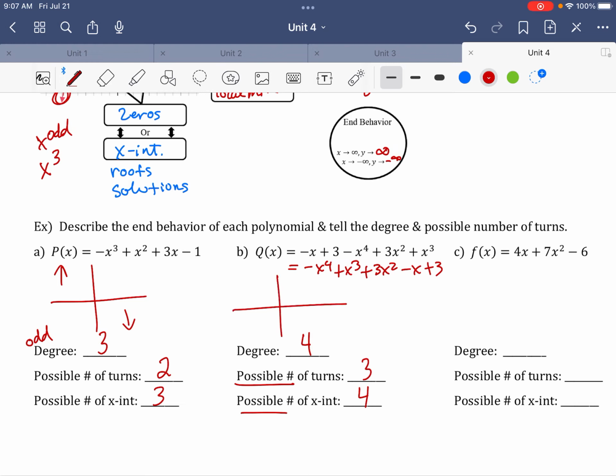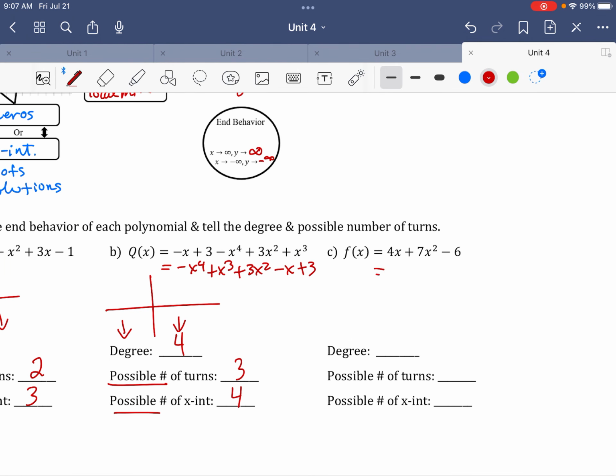All right, so let's try and get an idea. When you have x to the 4th, this is an even number. Evens mean both sides go up, but there's a negative in front. So this graph has been flipped over, has been reflected, so both sides go down. All right, last one here. I got 7x squared plus 4x minus 6.